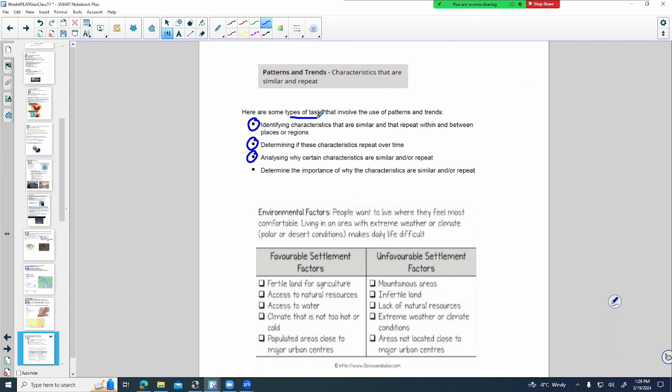So for example, if it's always populated in those areas, what characteristics are similar and or repeating? It could be high employment. So it draws people to move to these areas.